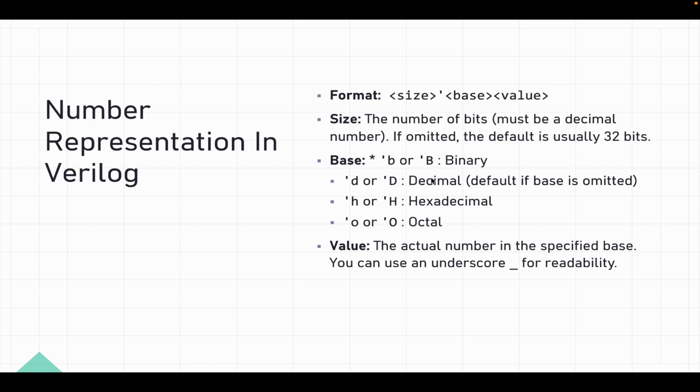Base. This tells the compiler what number system you are using. You denote binary with B, decimal with D or capital D, hexadecimal, and octal. Value. This is the actual number written in the specified base. A handy trick is that you can use an underscore within the value to make long numbers easy to read.